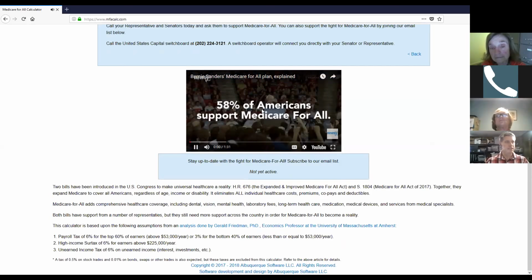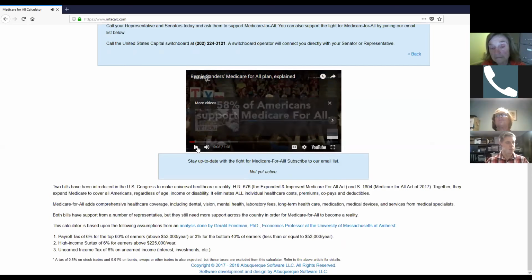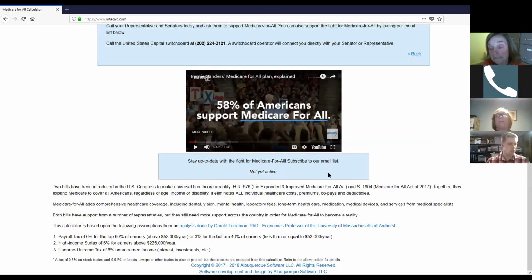It's not necessarily... Let me pause that for a second. It's focused specifically on Bernie Sanders, but it seemed to be a really good overall view of what Medicare for All is. It doesn't necessarily go into House Resolution 676 or Senate Bill 1804, which is the Senate's version of the Medicare for All Act. But it is a good overall view. So hopefully people will watch that and learn some about what Medicare for All is.